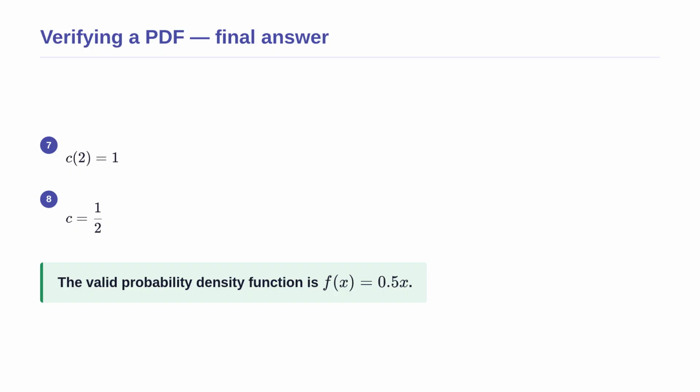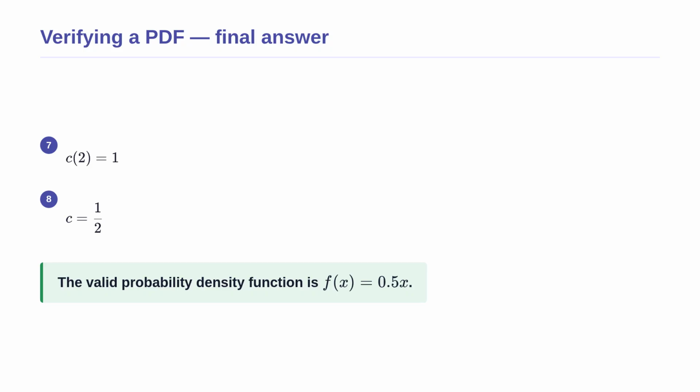Inside the parentheses, 4 divided by 2 is 2. So the constant c multiplied by 2 must equal 1. By dividing both sides of the equation by 2, we isolate c and find that it must be exactly 1/2 or 0.5 for the total area to be exactly 1.